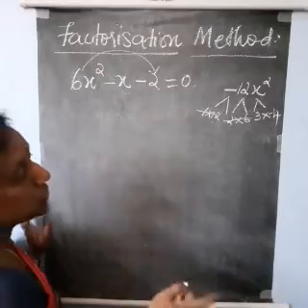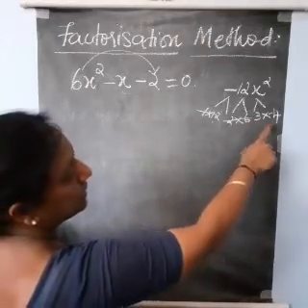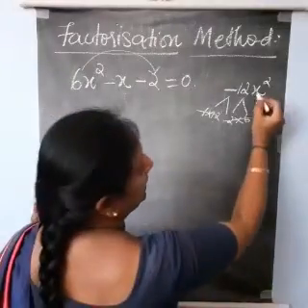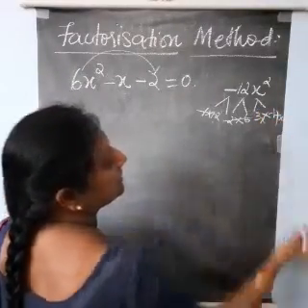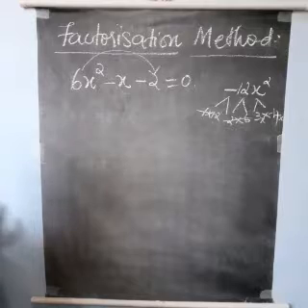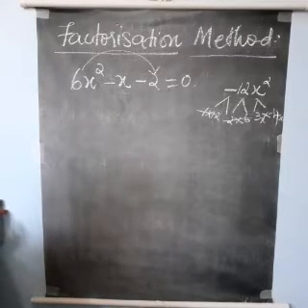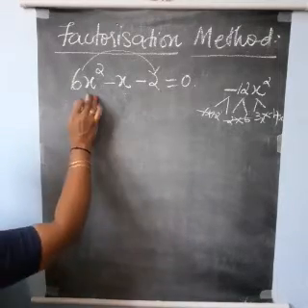So when you add, you will get minus 1. Correct? So now we need x squared. So I'll put x and x here. So my factors for minus 12x squared is 3x and minus 4x. Okay? So let us see how this can be written.